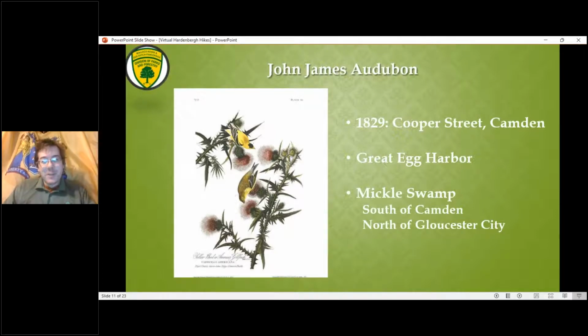And John James Audubon also worked at a location called Mickle Swamp. Now, Mickle Swamp is not on any map of New Jersey today, but one of the curators at the New Jersey State Museum has located Mickle Swamp in history. It was an open area south of Camden, but north of Gloucester City. At the time Audubon was in New Jersey, it was an open swamp, now developed over. But New Jersey, then, as it remains to this day, was of course a great, rich place to find some of these rare species of birds. And Audubon certainly identified that even before Hardenbergh's era.